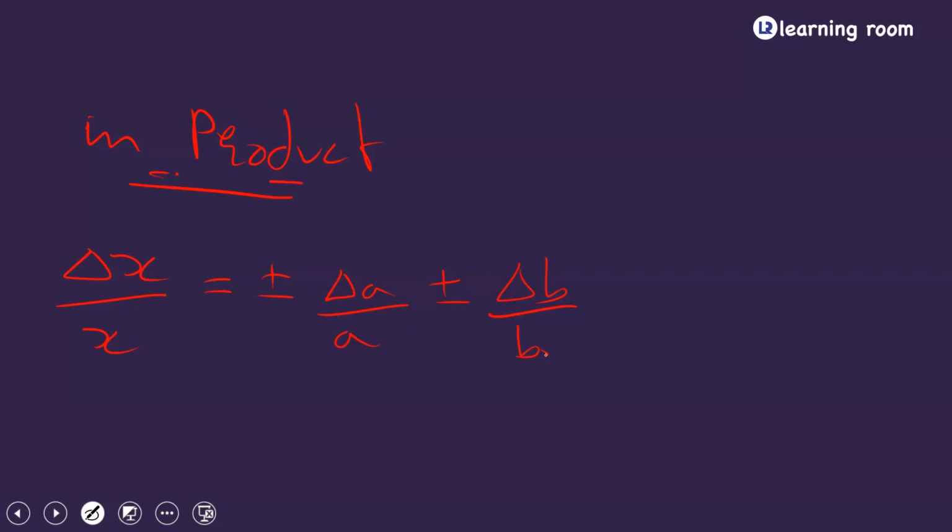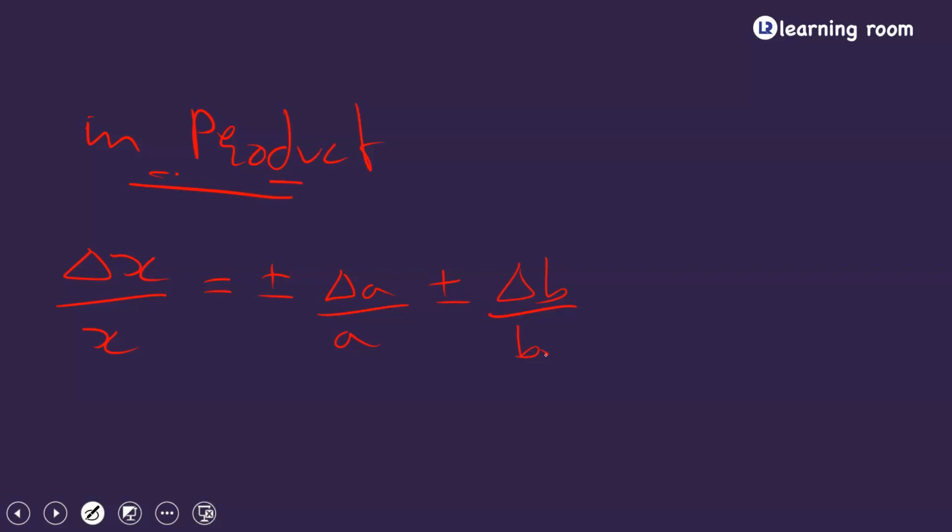This one? Combination of errors. Right now we are talking about product. We talked about sum, we talked about difference. Now I am talking about product. In product, the relative error, you know, the error by the original value or the true value, you add it up or you subtract it depending on the sign. Okay. So that's what happens here.